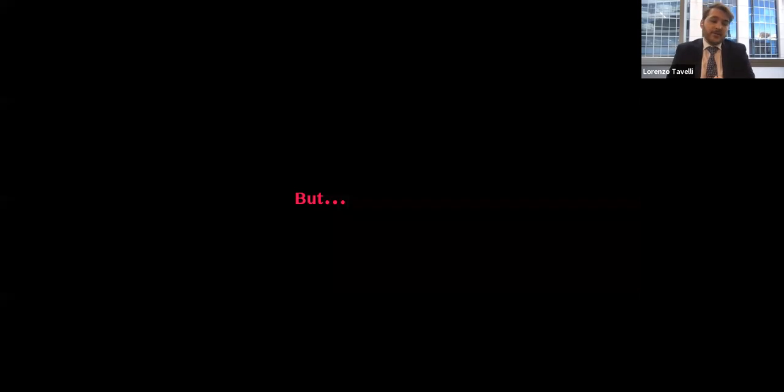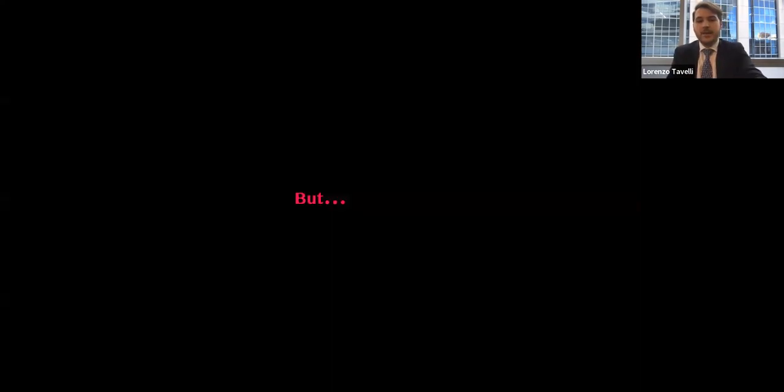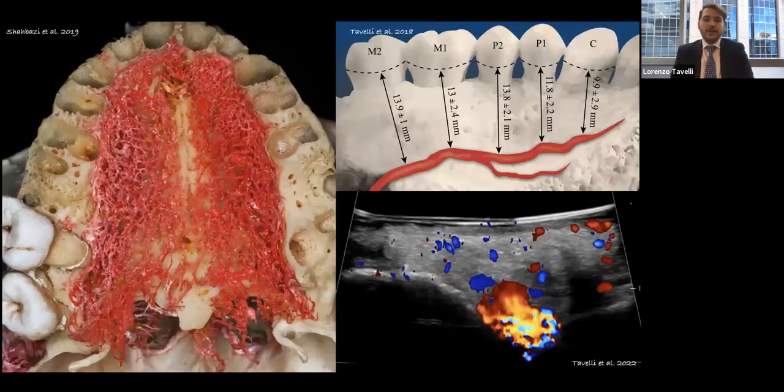So if it was so simple to increase keratinized mucosa and the mucosal thickness, we'd just do free gingival graft for all of our cases. But aside from the lower aesthetic outcome of free gingival graft, you can see this color that is different from the adjacent soft tissue. It tends to be more pink because it retains the characteristic of the palate. It's not so simple to say we just do this procedure because there are several limitations.